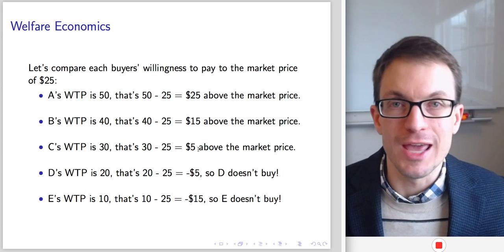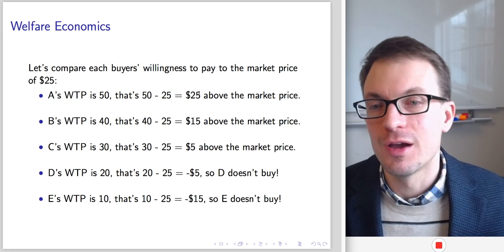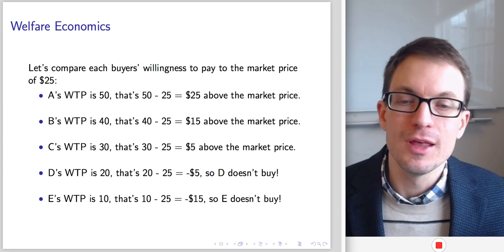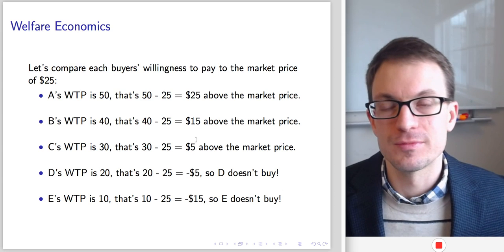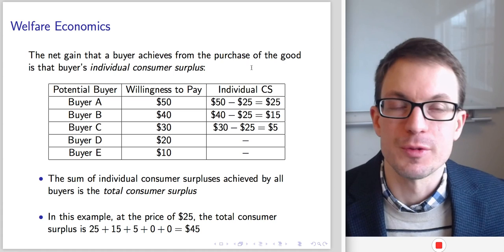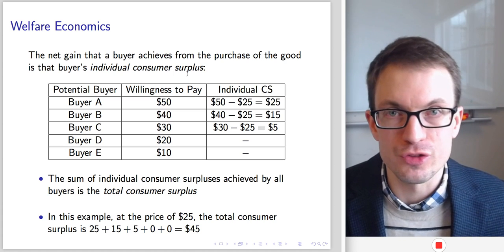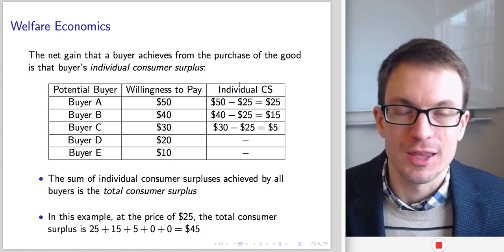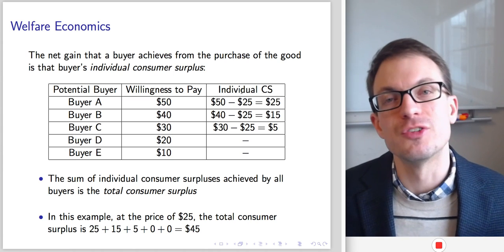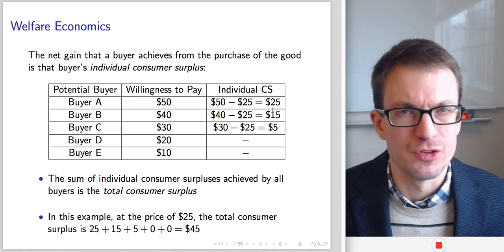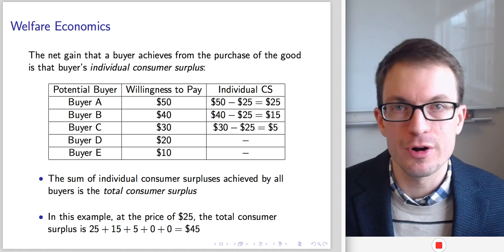So our total gain in the market is going to be the sum of the $25 from person A, $15 from person B, and $5 from person C. All right, so the net gain that a buyer achieves from the purchase of a good is their individual consumer surplus. So if we have each buyer, we have their willingness to pay, and I calculate individual consumer surplus. That's a difference between their willingness to pay and the actual market price. So this is just repeating what we had on the slide before.